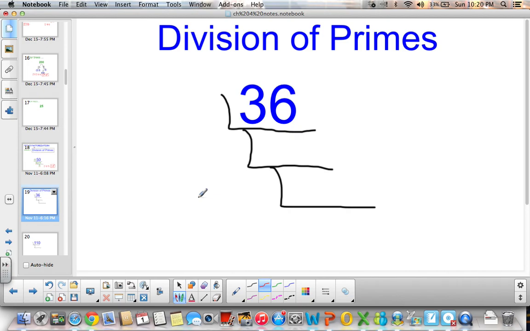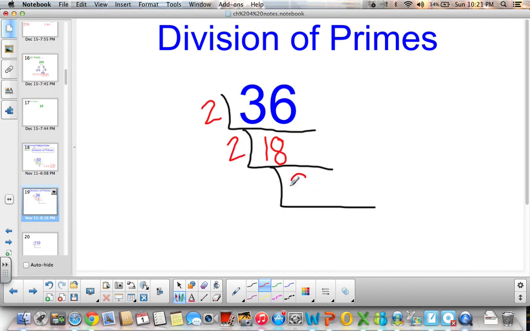Okay, so if I have 36, the way that we divide these is we think of prime numbers that it can be divided by, so it's a little bit more thinking. Instead of just picking 2 random factors, we're thinking of, well, what's a prime number that 36 can be divided by? And I know that 36 can be divided by 2. So 36 divided by 2 would be 18. I know that 18 can be divided by 2, which is a prime number.